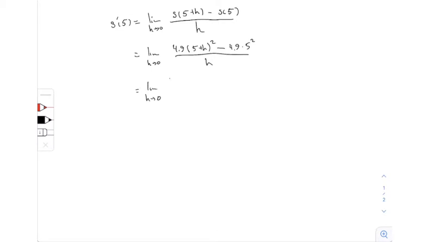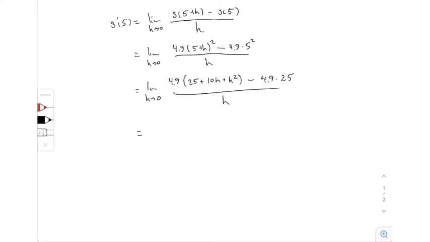So I will leave the 4.9 like it is, and then (5 plus H) squared. When I multiply that, it's going to be 25 on the front. In the middle, I get 5h plus another 5h, which will be 10h. And on the end, I get h squared. And then minus 4.9 times, I don't want to get out my calculator. I'll just say 4.9 times 25, whatever that is. I'm not going to calculate it because I can see actually it's going to cancel in the next step.